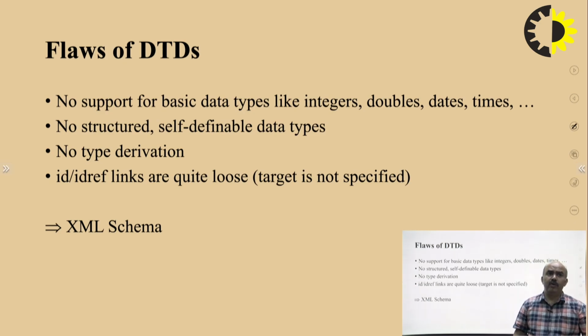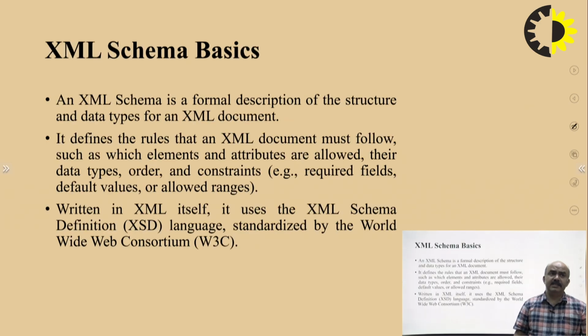So, in order to overcome those, there is XML schema. XML schema is a formal description of the structure and data types of an XML document. It defines the rules that an XML document must follow, such as which elements and their attributes are allowed. It means whatever you enter must be defined in such a way.